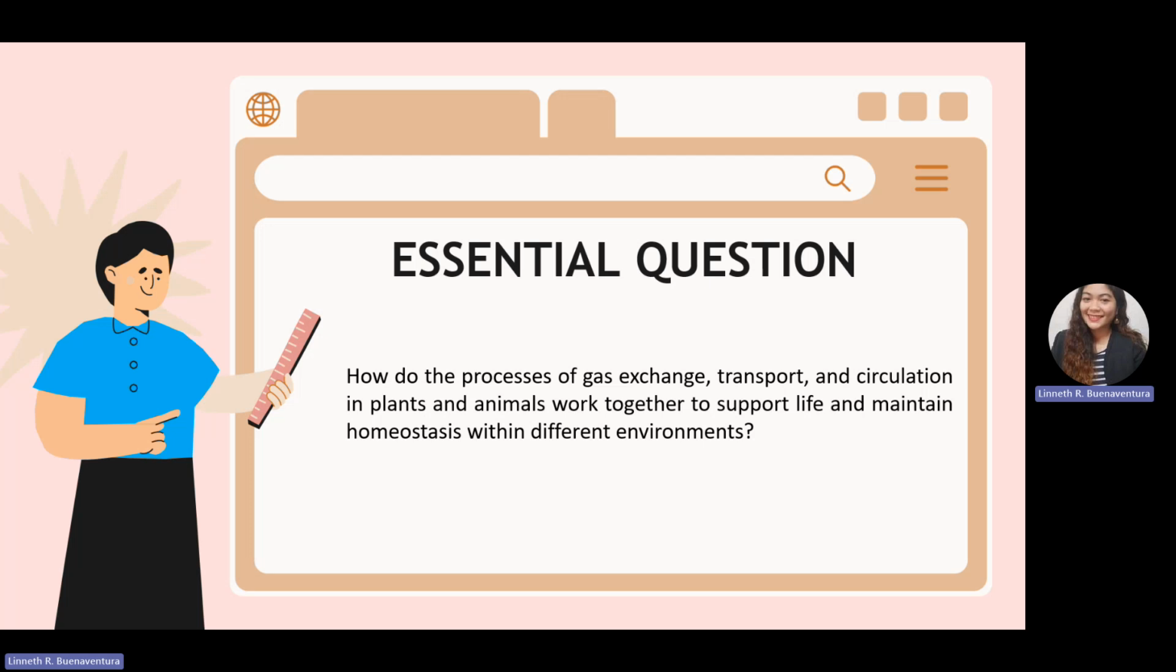For the essential question, at the end of our discussion, you are tasked to answer this first question: how do the processes of gas exchange, transport, and circulation in plants and animals work together to support life and maintain homeostasis within the different environments? Your answer can be posted in the comment box.